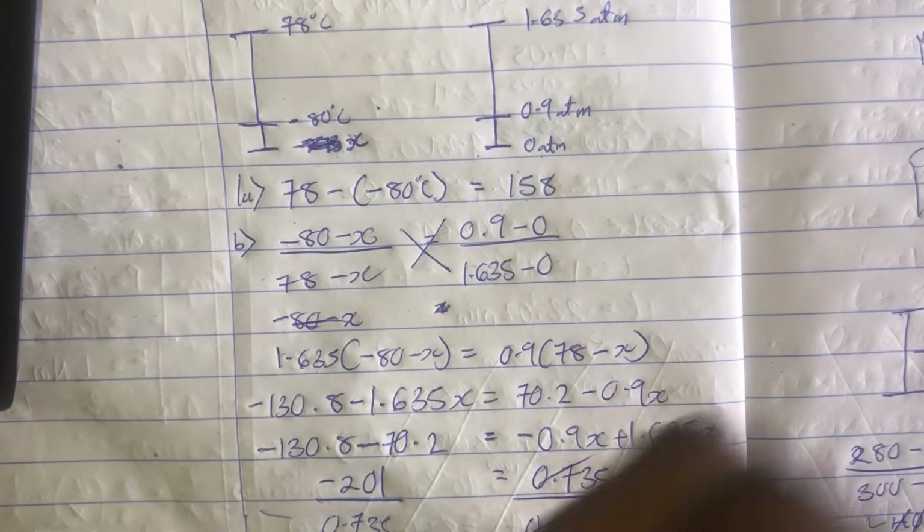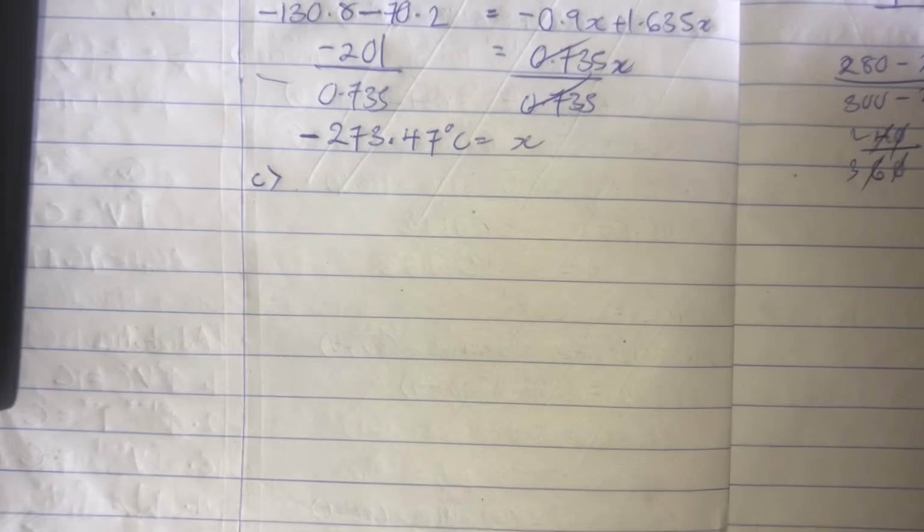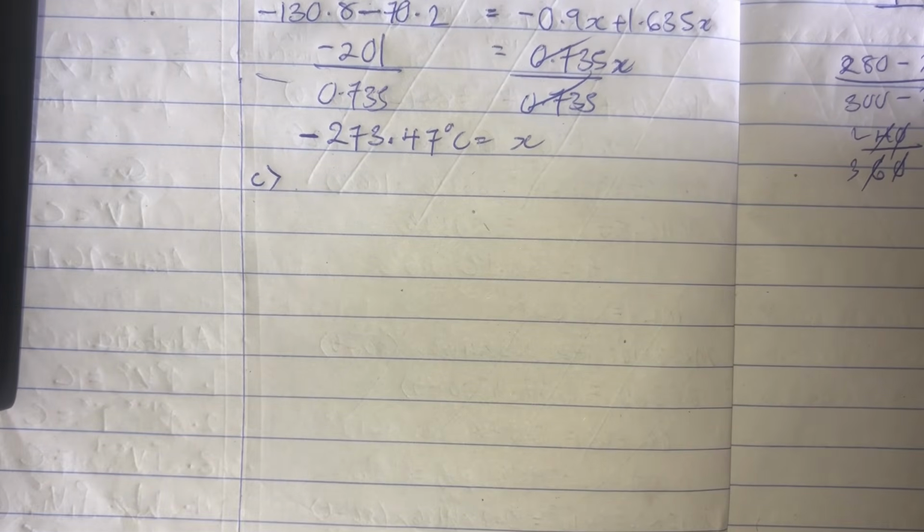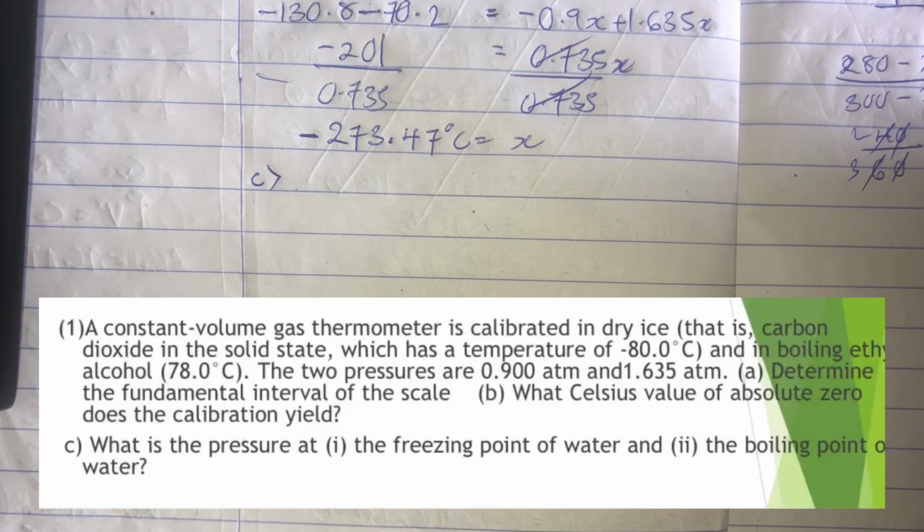So question C. Can you see the screen? Let me bring it forward a little bit so you can see it. That's what I'm solving. So C says, what is the pressure at the freezing point?